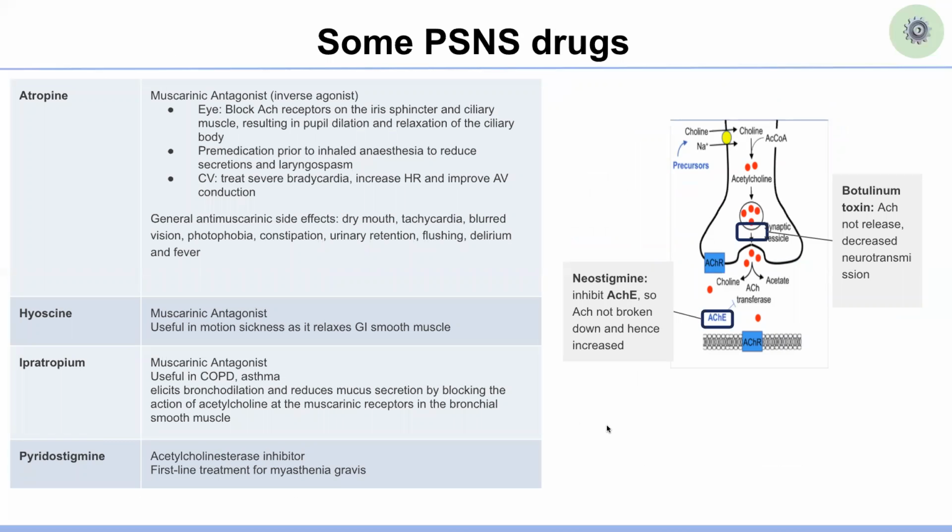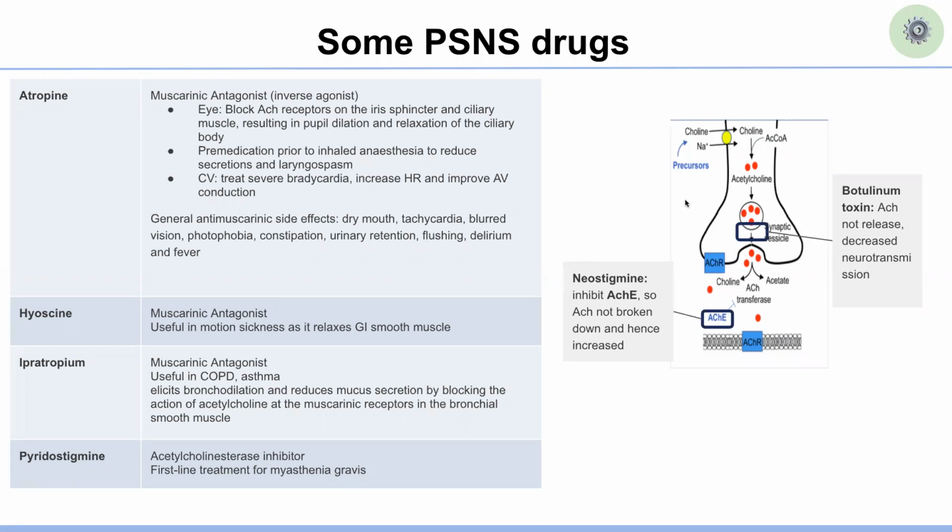So atropine has the effects of a muscarinic antagonist. So it has the effects we just discussed: dry mouth, fast heart rate, blurred vision, and that would be a result of the dilated pupils, constipation. It can be used clinically, for example, to treat severe bradycardia, where you have a really slow heart rate, by increasing the heart rate. Hyoscine is another muscarinic antagonist with particular use in motion sickness.